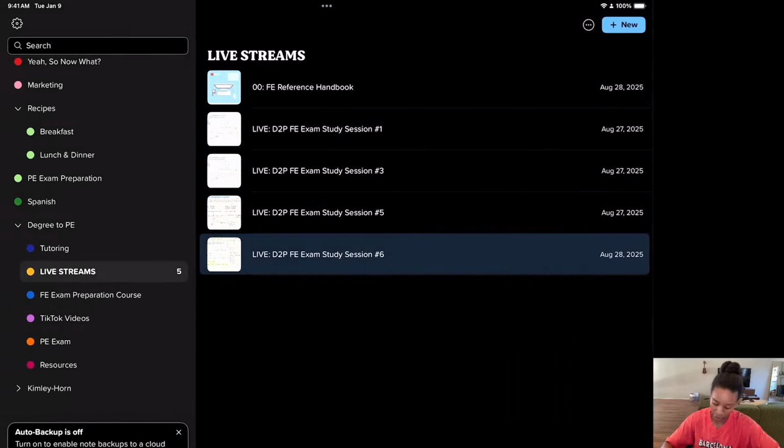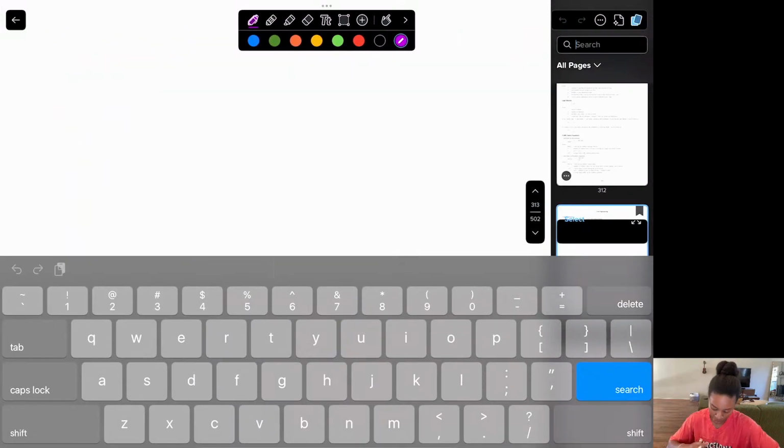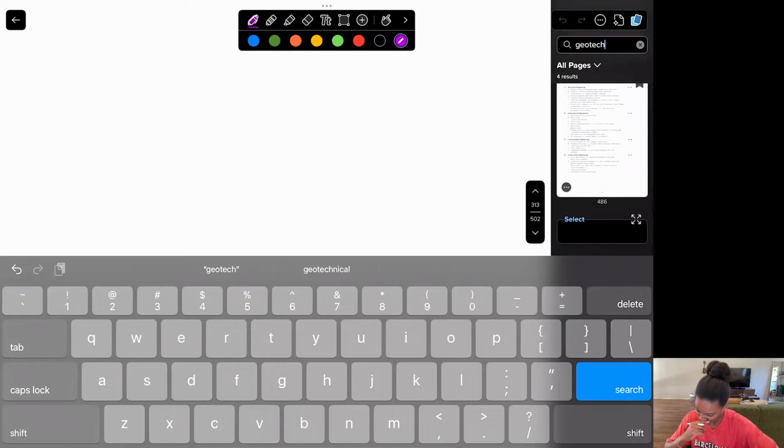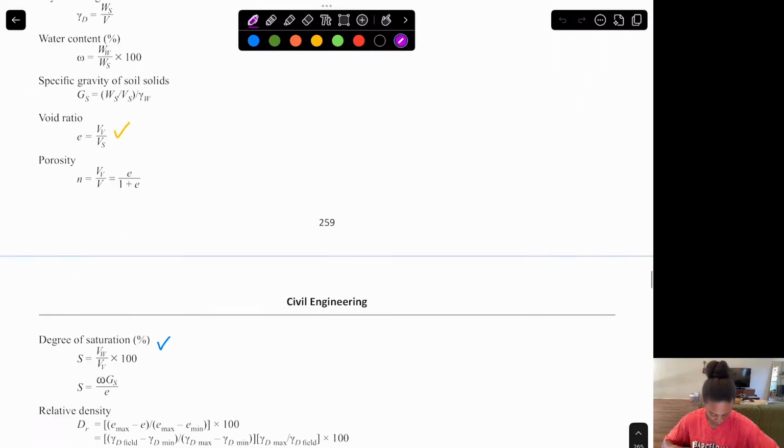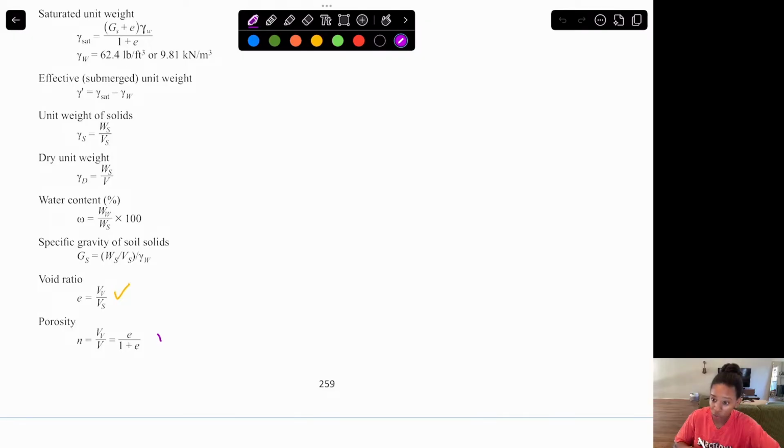So I can go to the reference manual. Okay, so here's the porosity equation right here. We can do the volume of the voids over the total volume, or we can do the void ratio divided by 1 plus the void ratio, whichever one we want to do. Hopefully you calculated the void ratio correctly on the exam so that you can use it, but you can also use the volume.